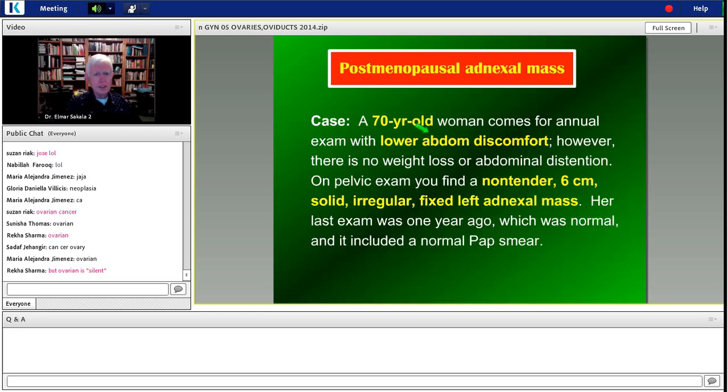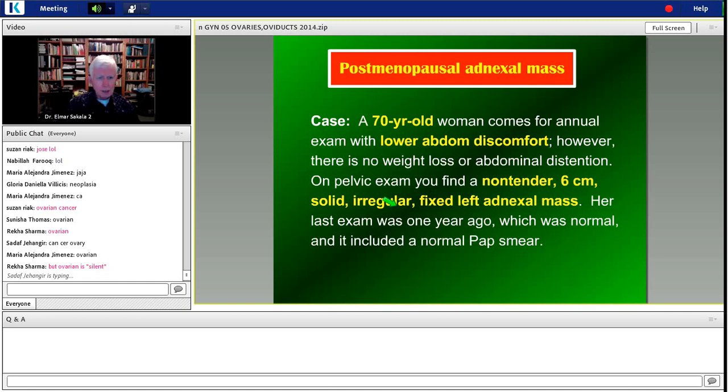Okay, a 70-year-old woman comes for annual exam with lower abdominal discomfort. However, there is no weight loss or abdominal distension. On pelvic exam, you find a non-tender, 6-centimeter, solid, irregular, fixed left adnexal mass. What is the likelihood of a 70-year-old woman with a non-tender, solid, irregular, fixed mass being a functional cyst? And the answer is 0.